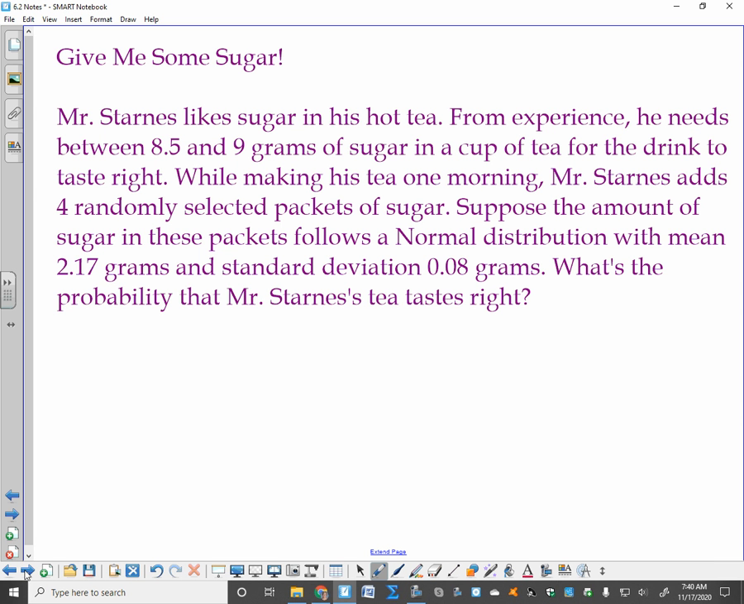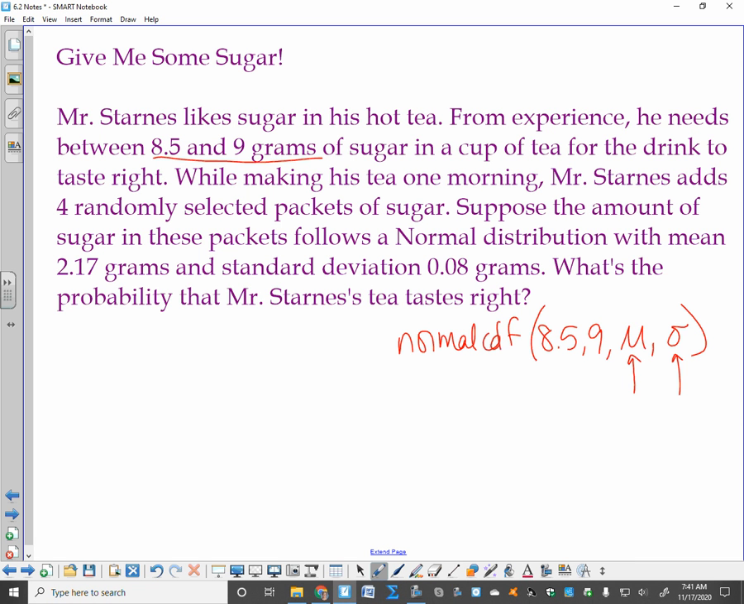Well, I can already see that I want to do a normal CDF from 8.5 to 9. I need the mu and the sigma, because 8.5 to 9 grams is what's going to make his tea taste right. So I can already see that's what I want to do. But I need to find the mean and the standard deviation of all 4 packets. And I'm going to let you know, a couple years ago, there was a problem almost exactly like this, and it was a full FRQ on the AP exam.